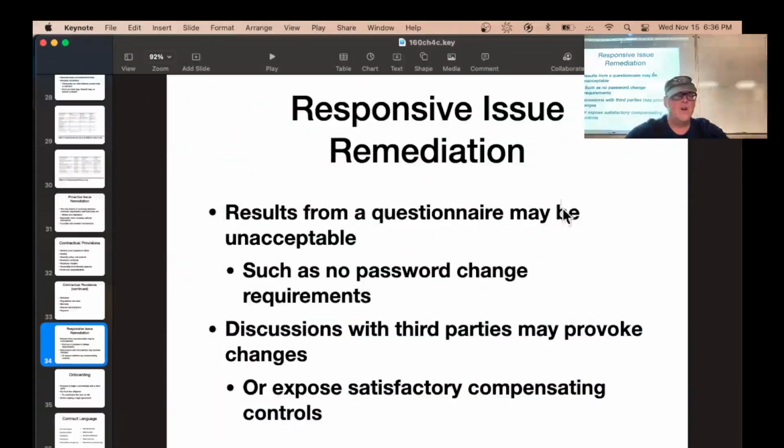So if you have something wrong, results from a questionnaire might not suit you, like they don't change the password. By the way, you're not supposed to have a password change requirement. The government required it for about 20 years, and about 3 years ago they said, that was stupid. But almost no company's got the memo.